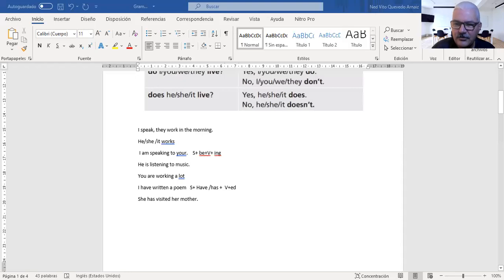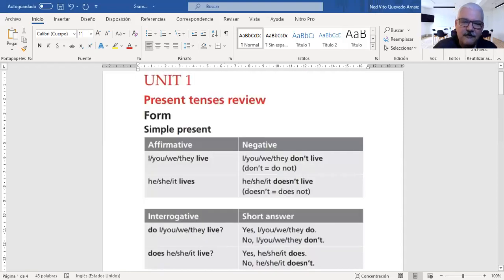Let's see, with the simple present, the one that we started analyzing, if it is an affirmative sentence, we just say the subject and then the main verb. For instance, I live, you live, we live, they live, nothing else. But if it is the third person singular, we add the S, nothing else. He lives, she lives, it lives.